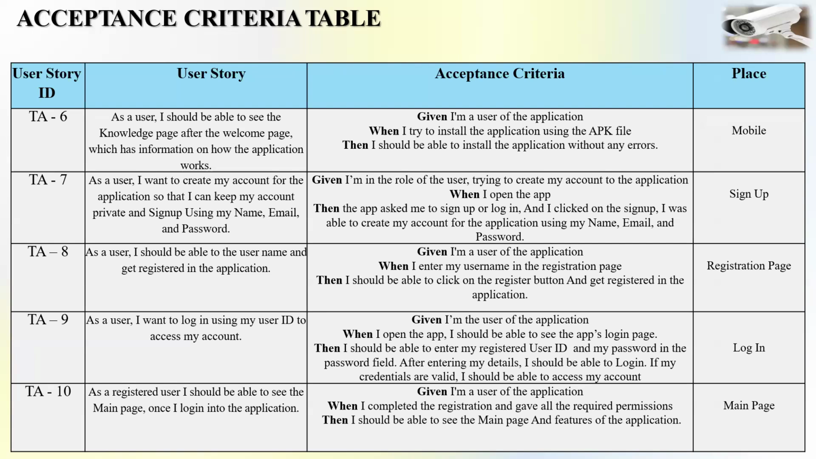Okay. Our acceptance criteria table was categorized under 4 headings. The last one being place, as to where the query was taking place, and the acceptance criteria, where we have explained the working of a given query, categorized into given, when, and then. And the following are user stories.